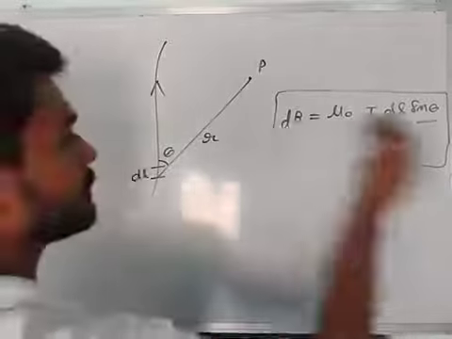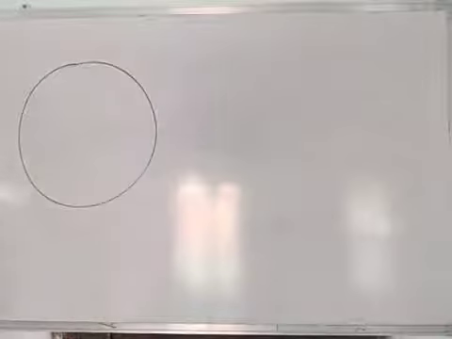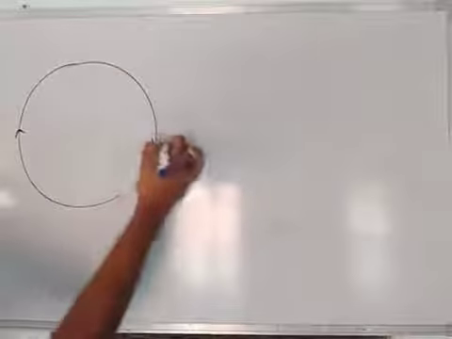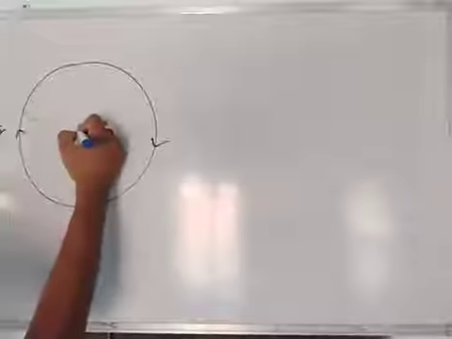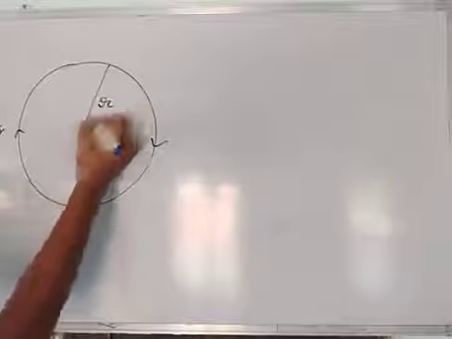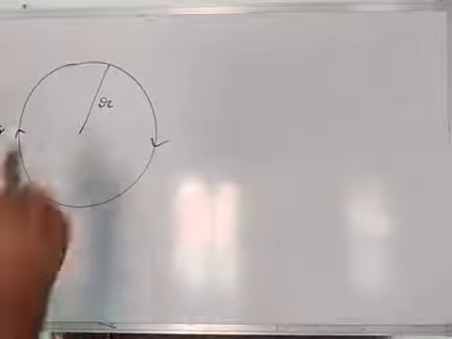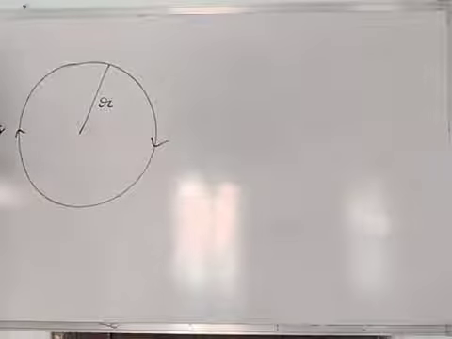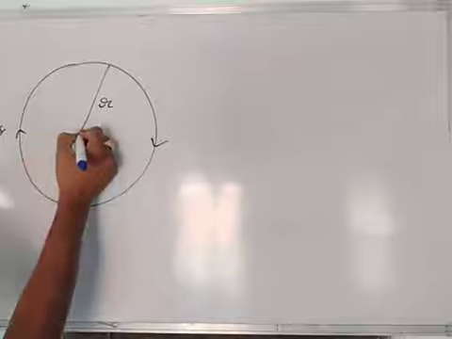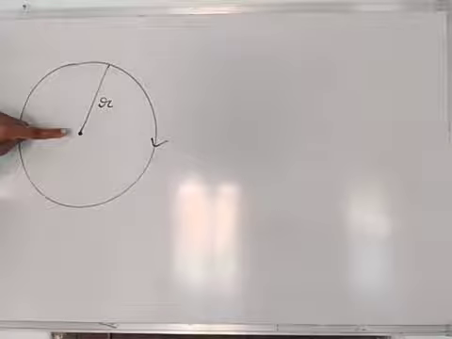Consider a circular loop which carries a current I and whose radius is r. We want to calculate the magnetic field at its center.